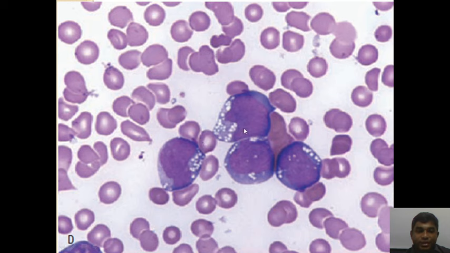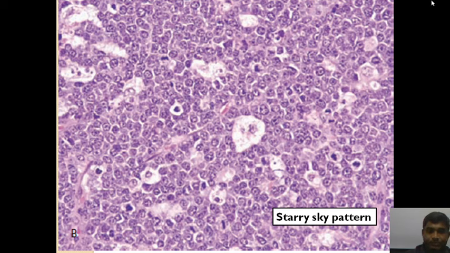The cells have a characteristic morphology in the sense the cells are large, appear blast-like, with abundant cytoplasm, and very importantly they have a lot of vacuoles. So this is a cell, you can see these white small structures within the cytoplasm. So there are a lot of vacuoles in the cells, which is characteristic of Burkitt's lymphoma.